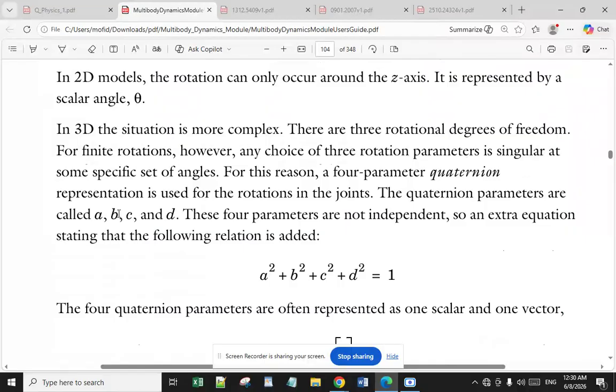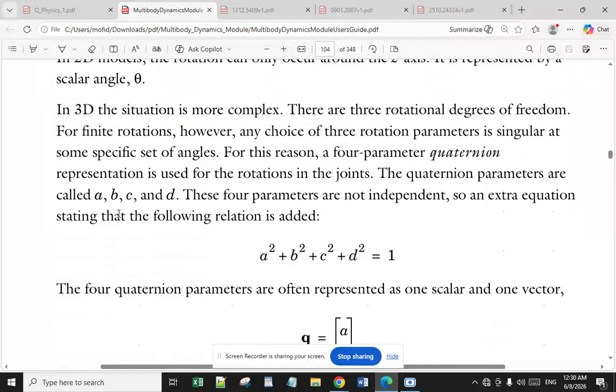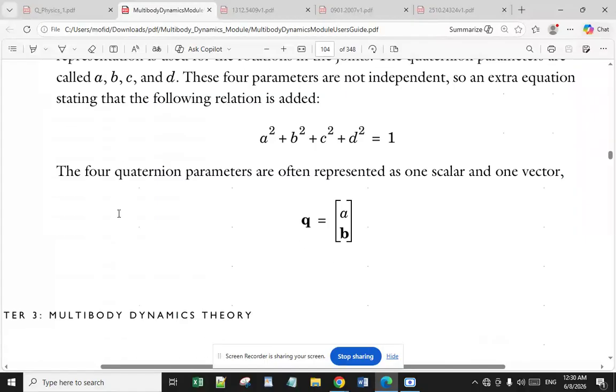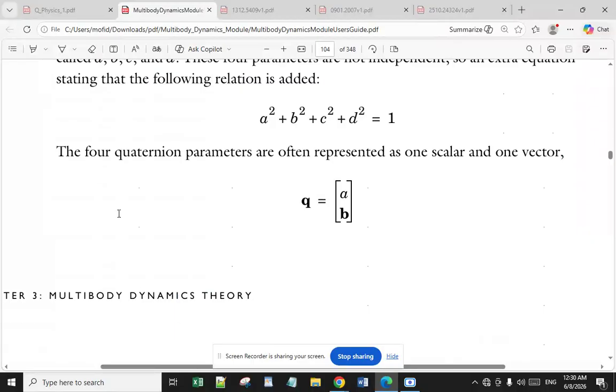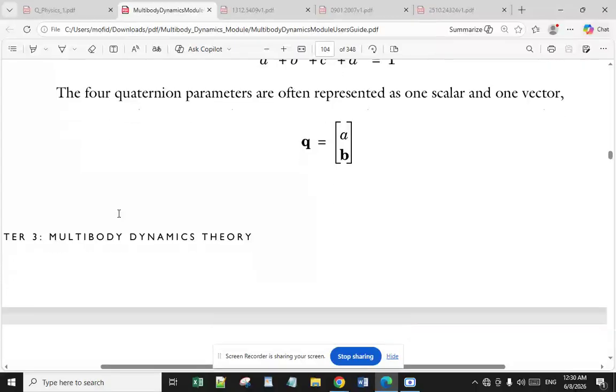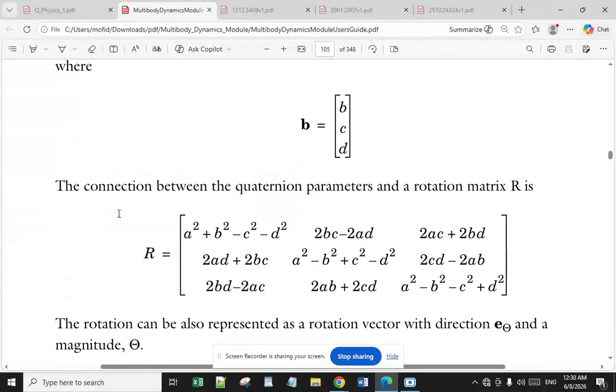The quaternion parameters are called a, b, c, and d. These four parameters are not independent, so an extra equation is added stating the following relation: a squared plus b squared plus c squared plus d squared is equal to 1. The four quaternion parameters are often represented as one scalar and one vector, where the vector b is equal to the single column matrix b, c, and d.